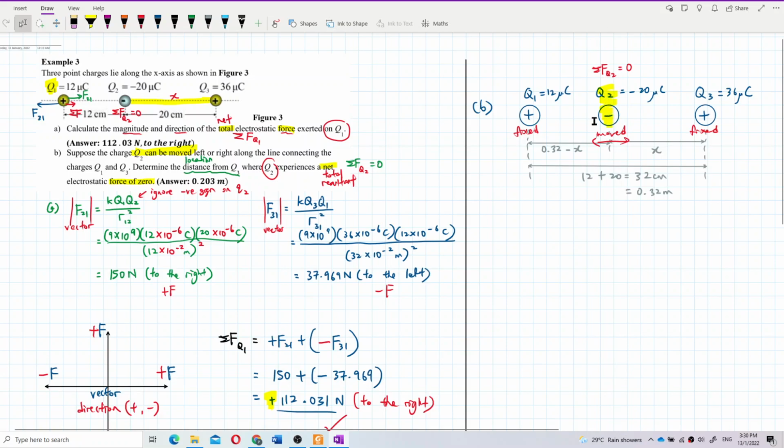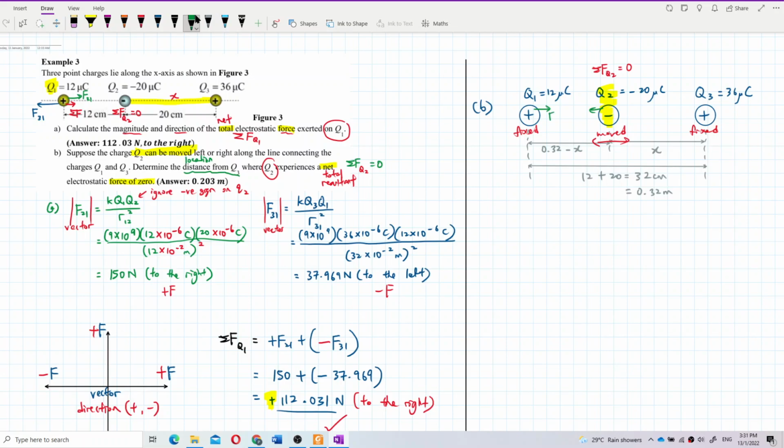Q2 experienced a net force of 0. So I need to know the directions of the forces acting on charge Q2 only. Let's look back at the forces acting between Q2 and the neighboring charges. Between Q1 and Q2, they are opposite charges, so they attract each other. Understand?